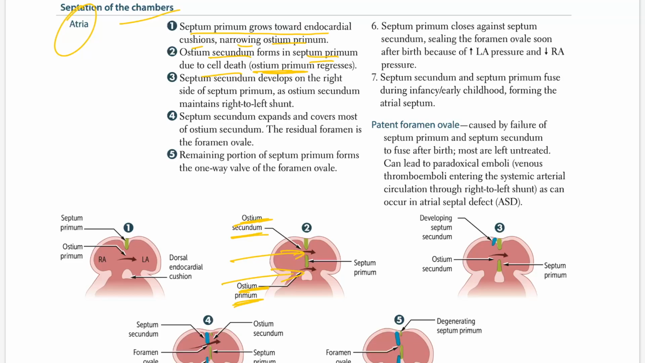And the third thing is that the septum secundum develops on the right side of the septum primum, and the ostium secundum maintains the right to left shunt. So now you have a new thing, which is the septum secundum, which starts beside the septum primum and starts growing towards this, trying to close this ostium secundum, and this would give you a right to left shunt.